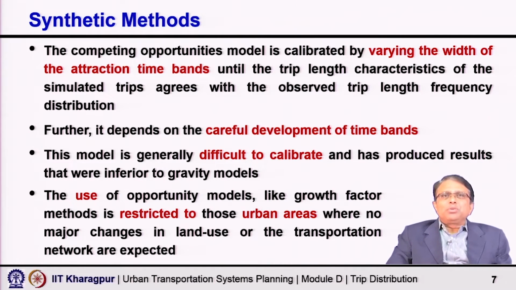So, the competing opportunities model is calibrated by varying the width of the attraction time bands until what? Until the trip length characteristics of the simulated trips agree with the observed trip length frequency distribution. So, we try to match the model trip length frequency distribution and the observed trip length frequency distribution by adjusting the width of attraction time bands. That is the basic philosophy. I shall not take example problems to explain this.